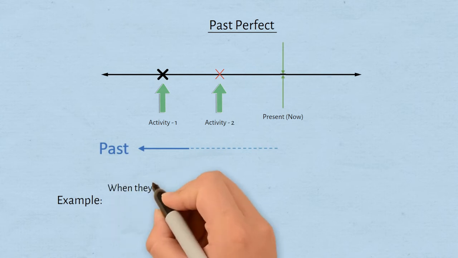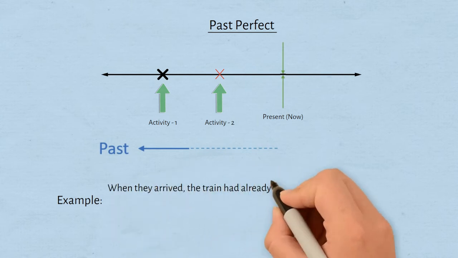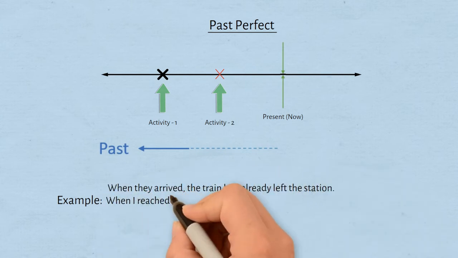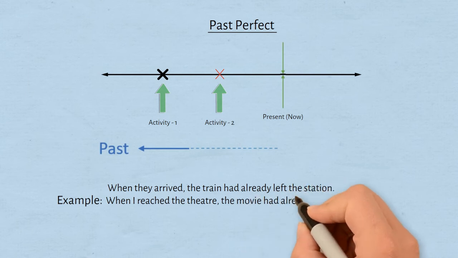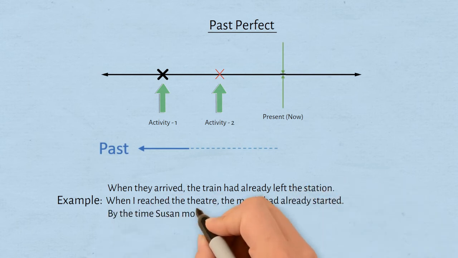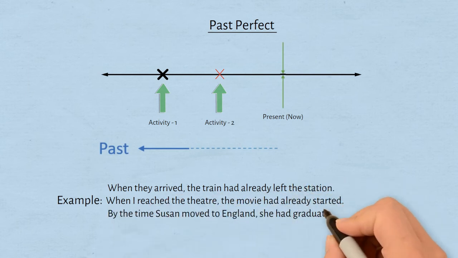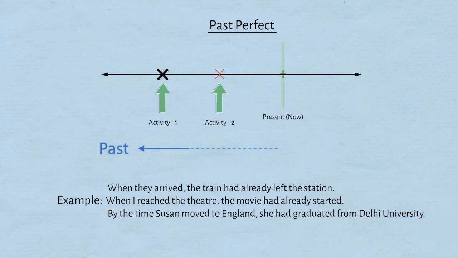For example, when they arrived, the train had already left the station. When I reached the theater, the movie had already started. By the time Susan moved to England, she had graduated from Delhi University. In these sentences, we are trying to show that one activity already occurred before another activity started in the past.